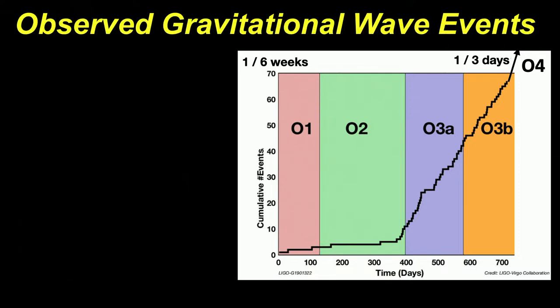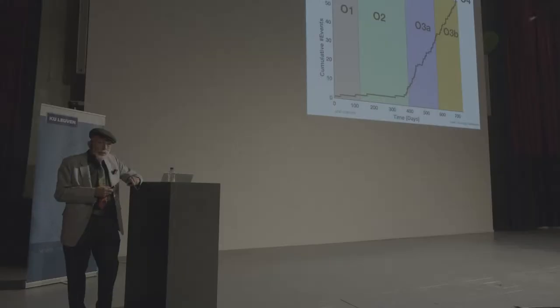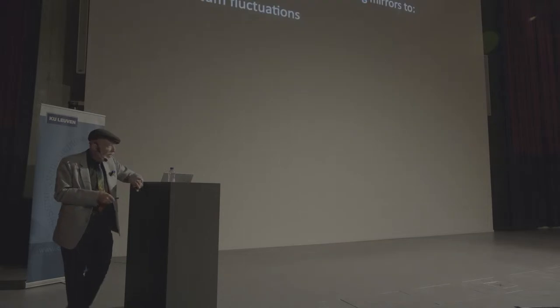By the O4 run, our fourth run, which LIGO and Virgo together are in the midst of right now, the black hole collisions are being seen once every 3 days. That's an impressive improvement of a factor of 15 in the event rate. And I do expect it will not be very long until it's one a day signal, but currently once every 3 days. There have been big improvements in the technology of the gravity wave detectors in the process, and one of the most important of these, and most impressive of these, is the following.